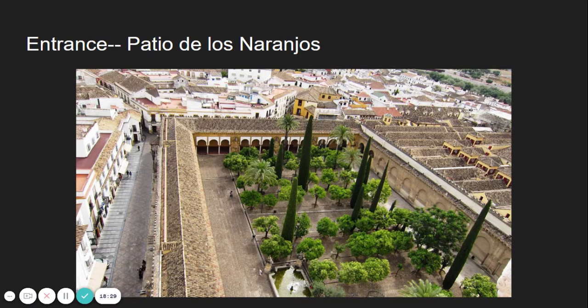Now, we'll see here, this is the Patio de los Naranjos, the patio of the oranges, and as I mentioned, the roofs are gabled, but it's going to be flat on the inside, and you can see some of the expansions added to the building roof coming up yonder. And again, as I said, it's right in the middle of the historic center.